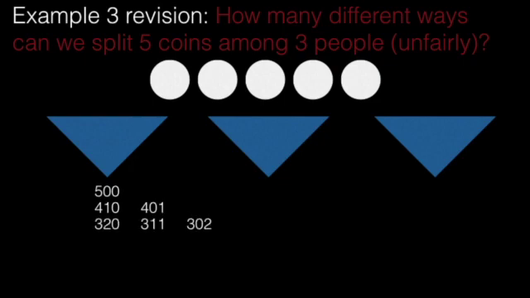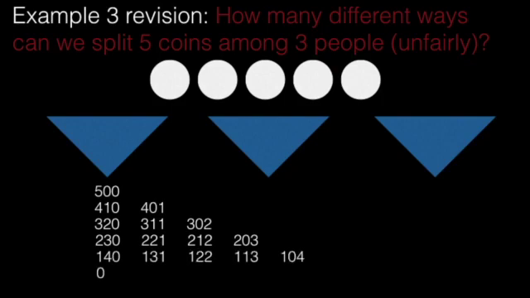It's 3 ways for him to have 3 coins. All right, I could give 2 to the second guy, 2 to the third guy, or split that between them. 4 ways for him to have 2 coins. 5 ways for him to have 1 coin. And there's 6 ways for him to have no coins.